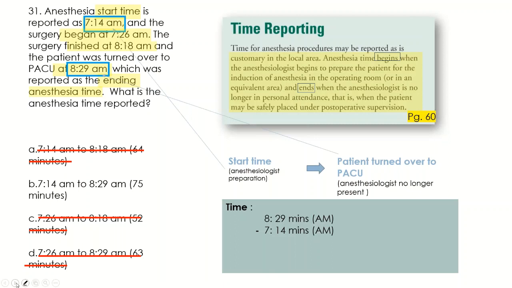The reason I set it up like this is because that's how I do the math. I just do it like a simple math problem. 829 minus 714 is an hour 15. 1 hour is 60 minutes, and then 15 minutes. And for me, that way I don't make the math errors and I don't mess up calculating the total amount of time.